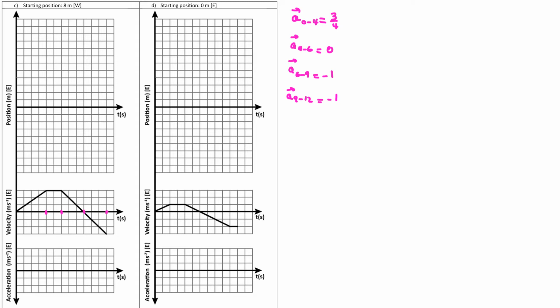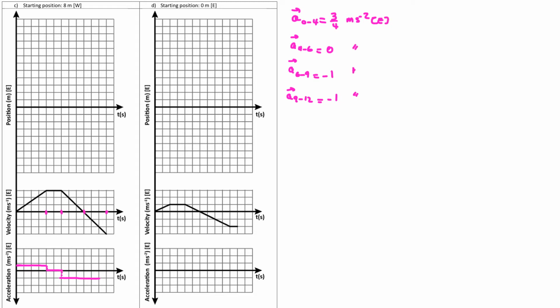Putting those into perspective in our diagram, we have 3/4, I'll just do it like this, that's fine. So positive 3/4 for the first 4 seconds, and then we go to 0 for the next 2 seconds, and then we go to negative 1 for the rest. And that is our accelerations, and my units for all of them is meters per second squared in the east direction.